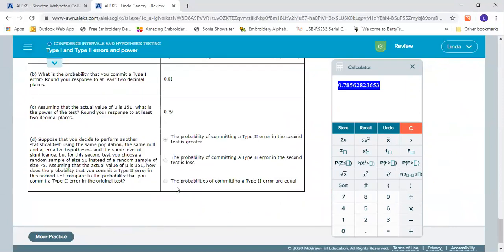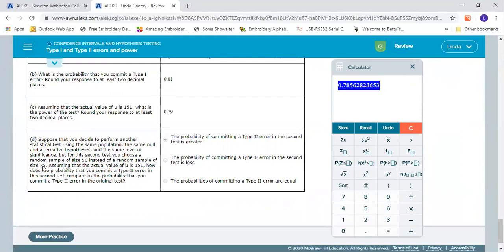The next part says, suppose you decide to perform another statistical test using the same population, the same null and alternative hypothesis, and the same level of significance. But for the second test, you choose a random sample of 50 instead of a random sample of 75. So what you did is you decreased the number of people in your sample.